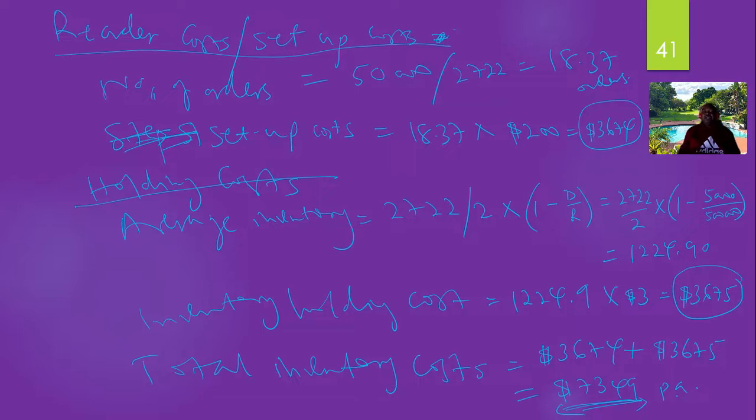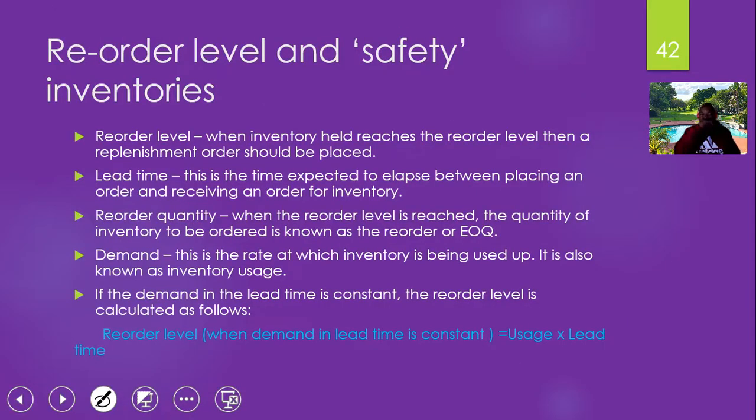Ladies and gentlemen, these were the computations which were required. Now we need to just talk a little bit about the reorder levels, separate inventories, etc. Reorder level: this is when inventory held reaches the reorder level. When inventory held reaches the reorder level, then a replenishment order should be placed.